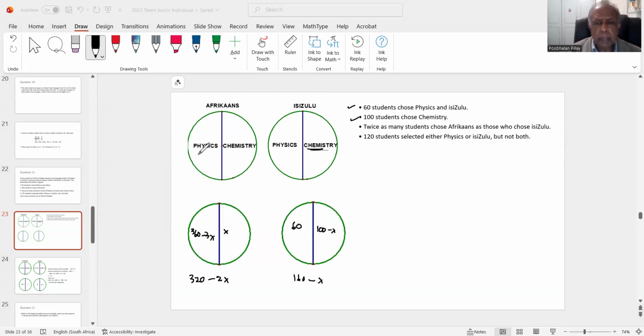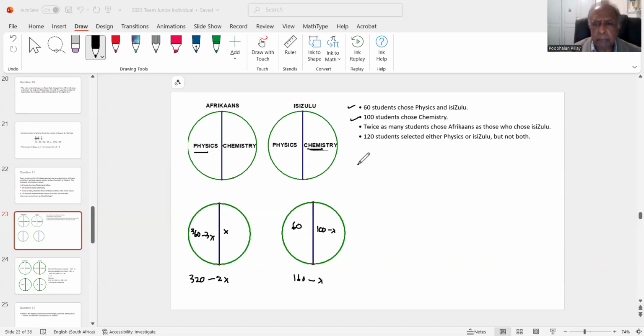So here, these are students who chose physics, but not isiZulu. Right, okay. So these are students who chose physics, but not isiZulu, because they're on this side. And you will also have these people here who chose isiZulu, but not physics. So in other words, these two will add up to 120.